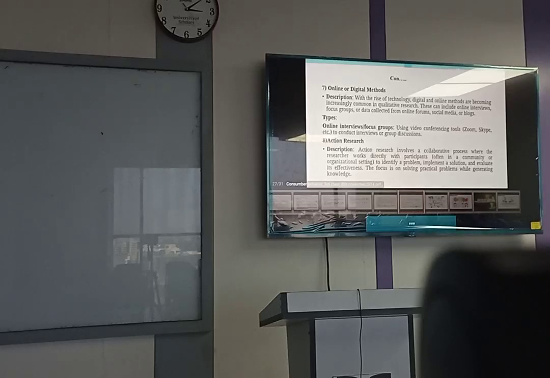So as you can see, action research involves a collaborative process where the researcher works directly with participants, often in a community or organizational setting, to identify a problem, implement a solution, and evaluate its effectiveness. The focus is on solving practical problems while generating knowledge.